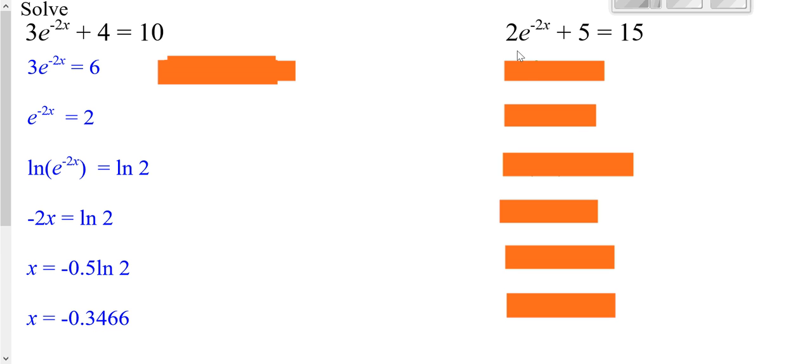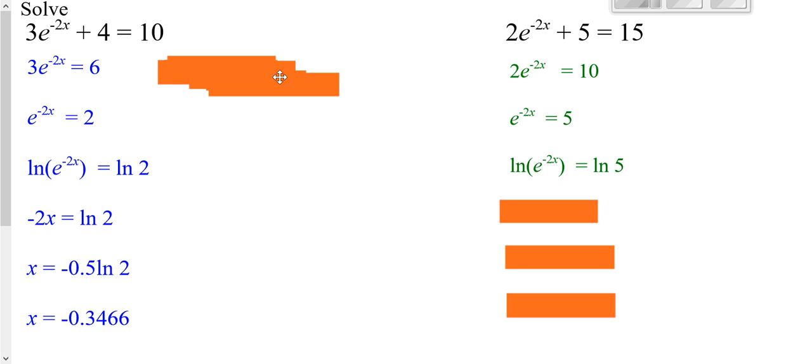This one here, we want to get your e to a power by itself, so you got to undo your plus 5, and you got to undo your 2, so subtract 5 from both sides, undo timesing by 2, so divide both sides by 2. Because it's e to a power, with our variable in the exponent, we have to use a logarithm, but because our base is e, we're going to go ahead and use the natural log.